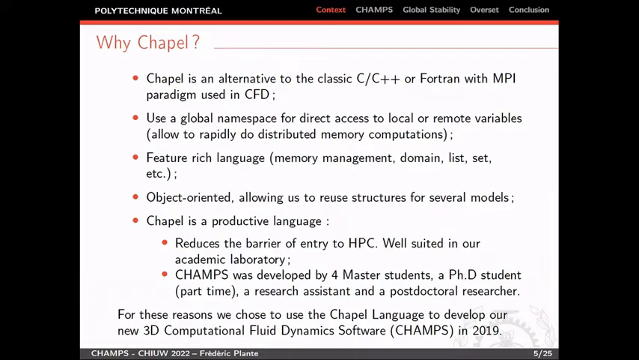So basically, CHEMS is built to solve linear system equations of the form A times x equals b. And we reuse the same method to assemble the matrix and to solve the systems of equations across all our models. So I will show a small example of this later in the presentation. So for all these reasons, CHIUW covered the needs of our laboratory and allowed us to rapidly develop the software with a relatively small team of researchers and graduate students.